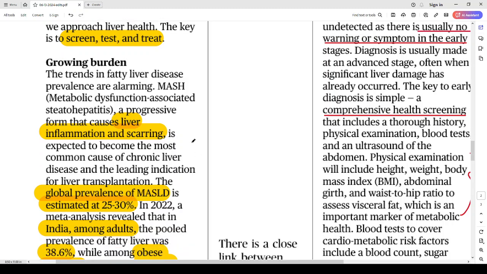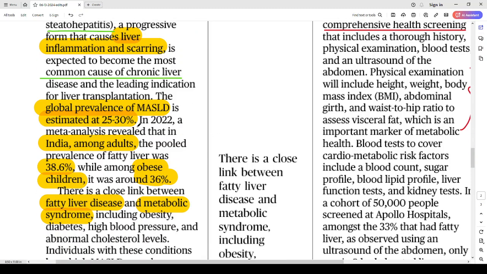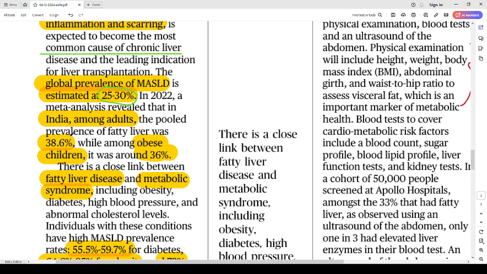So what happens in this metabolic dysfunction associated steatohepatitis? Liver inflammation is occurring. This will be the most common cause of chronic liver disease, the leading indication for liver transplantation. The global prevalence is 25 to 30%. In India, it was 38.6%. Just remember these numbers whenever you're writing the article or in the competitive exam.